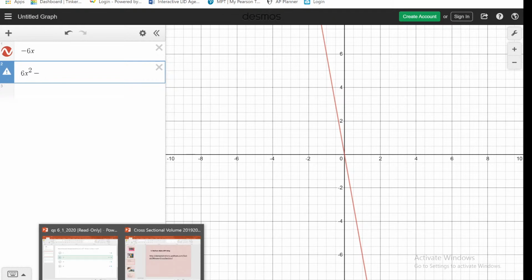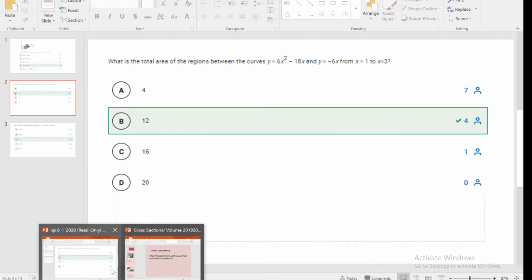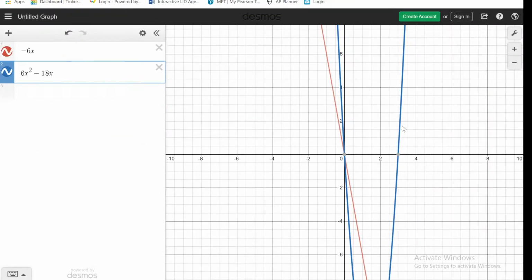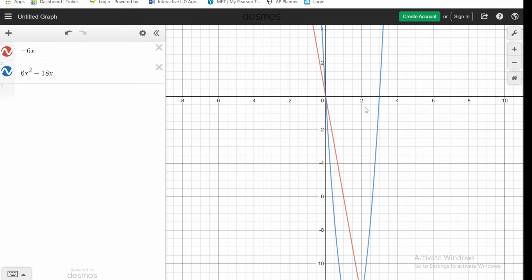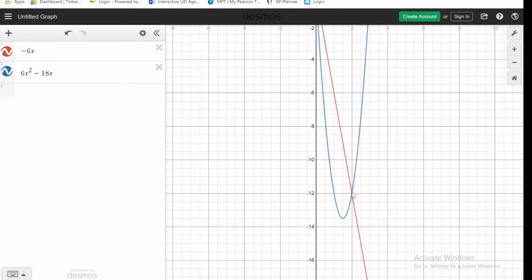What was the problem? I think it's 18x. Oh gosh, I didn't remember what the problem was. Feels bad. 6x squared minus 18x and negative 6x. Cool. So we can see they meet at 0, which checks, and we can see they meet at 2 here. And so that was the other way to figure out where they meet.